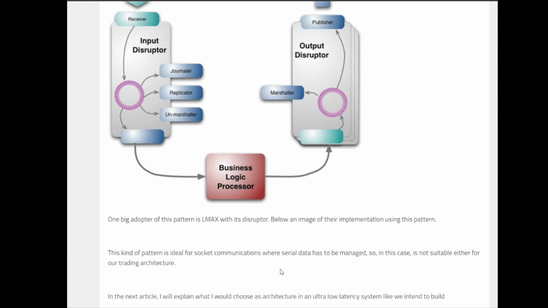In the next part of this series, we will try to understand what architecture we would be using for designing the ultra low latency system that we intend to build.